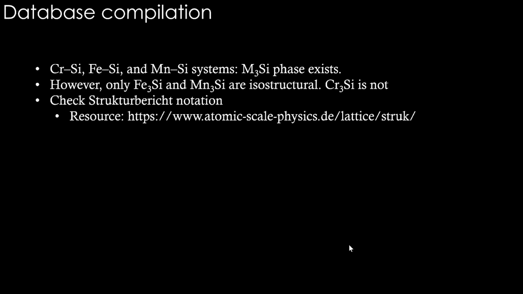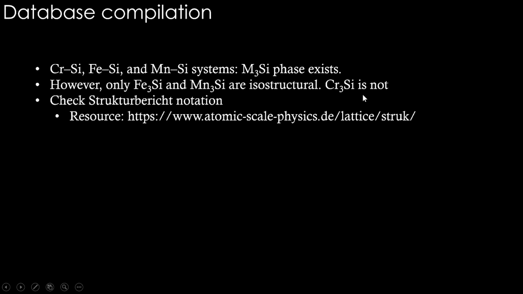So this is one thing that we need to be careful about. You see Cr-Si, Fe-Si, Mn-Si. In these three systems, M stands for some metallic element, either chromium or iron or manganese. So M3Si phase exists in these systems. You would think that since silicon is common, possibly silicon forms this M3Si phase with all these with the same crystal structure. But that's not true. You see, Fe3Si and Mn3Si are isostructural, but Cr3Si is not.